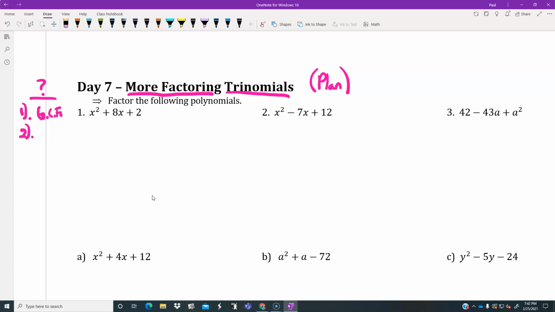Number 2 is trying to make a decision whether you're dealing with an easy trinomial or a hard trinomial. The way you look at that is you look at the x squared term and what's in front of it. If it happens to be a 1 in the front, we're going to go down the easy road. If it's not a 1 in the front, we're going to go down the hard trinomial road. So you look in front of the x squared term, and if it's any number other than 1, it's going to be a hard trinomial.